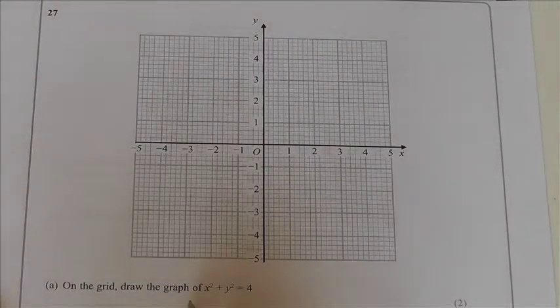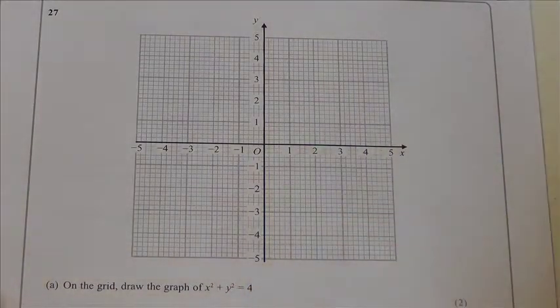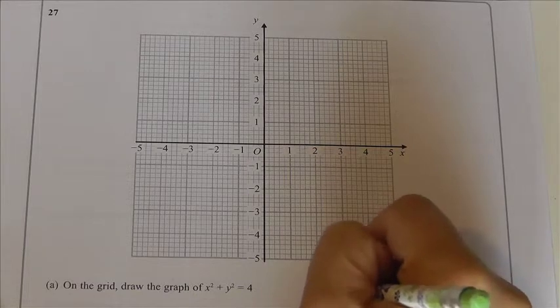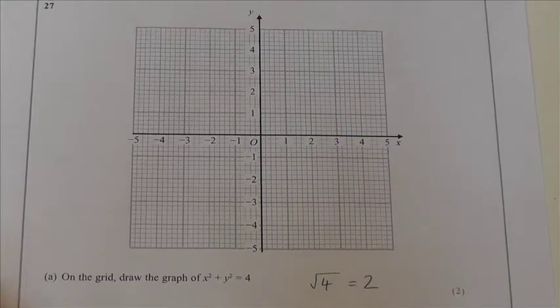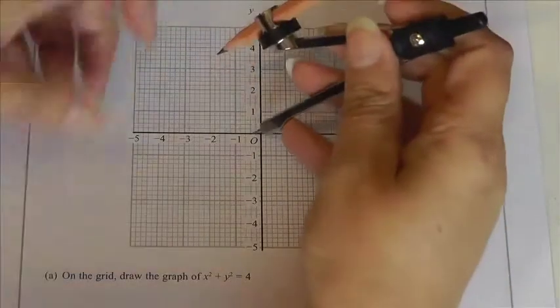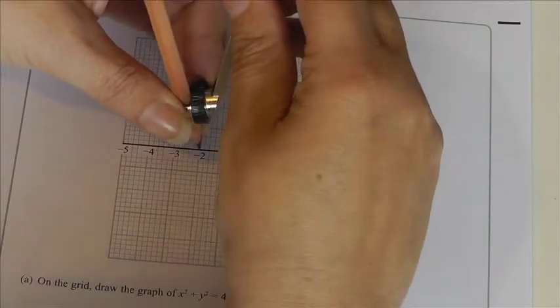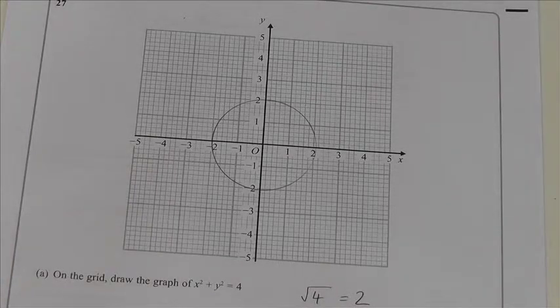This equation here is the equation for a graph of a circle. And because x squared plus y squared equals the radius squared, all I need to do is find the square root of 4, which is 2, and that tells me that the graph will be at the centre of 0 and needs to be 2 wide. So I put the compass on and draw it, and that's the graph of x squared plus y squared equals 4.